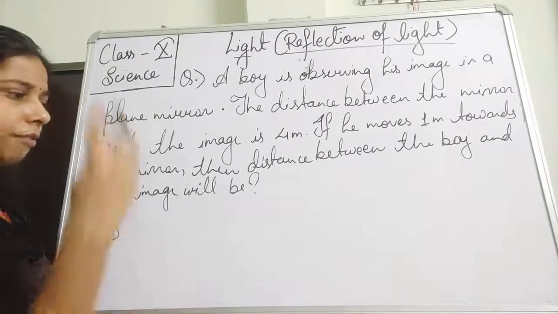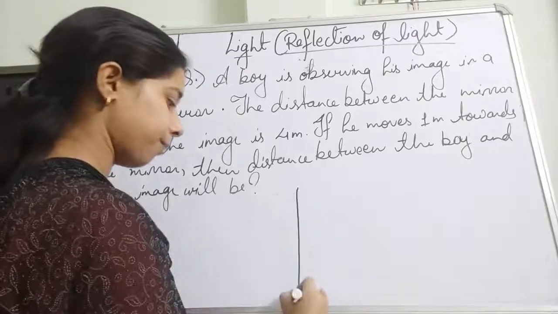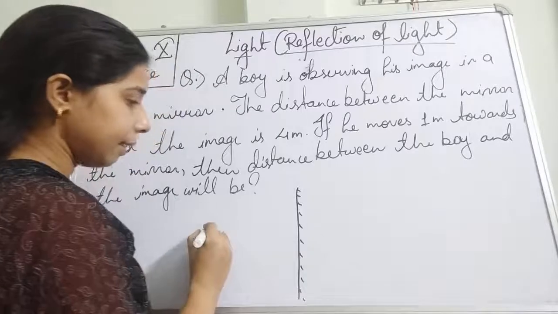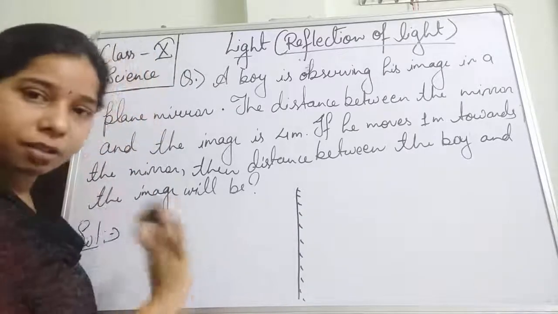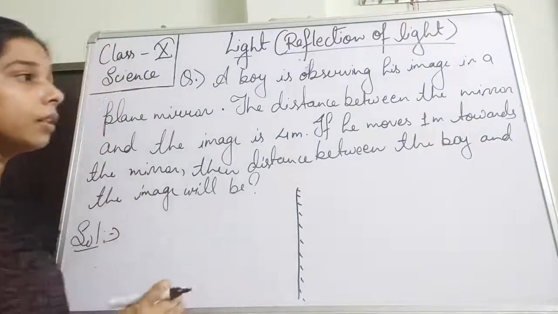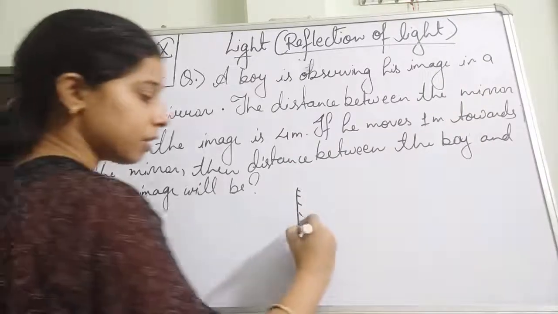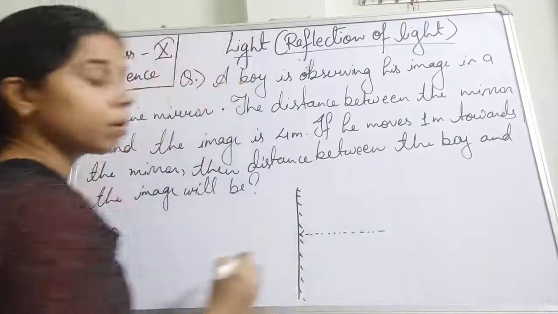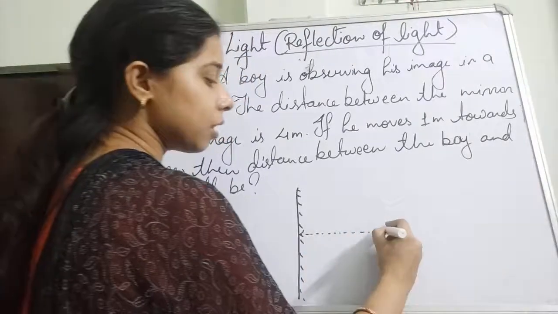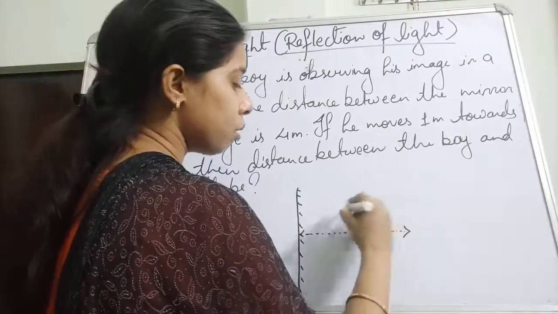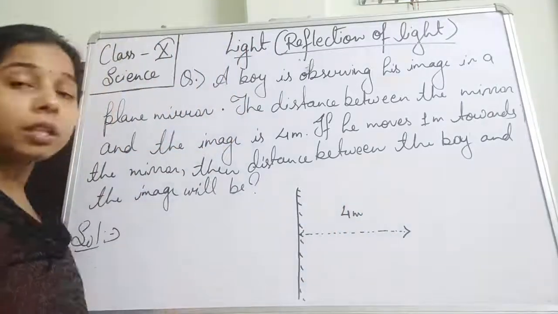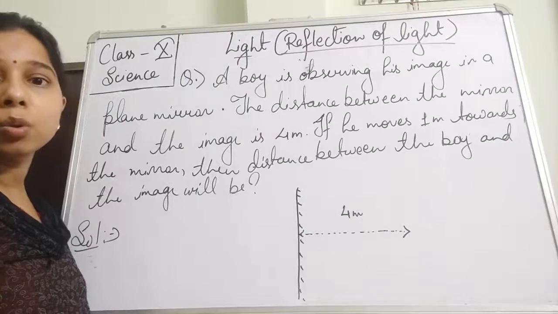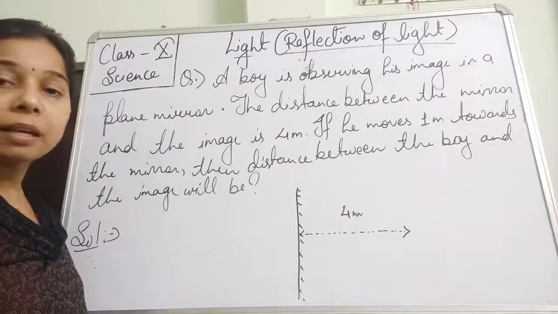So suppose I make this diagram. A boy is standing here at a place, and the image which is forming, I am showing it in a dotted line because it is a virtual image. So the distance between the boy and the image is 4 meter. So obviously you know that the distance of the image from the mirror will be equal to the distance between the mirror and the object.